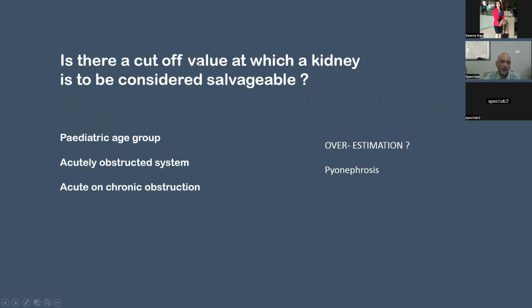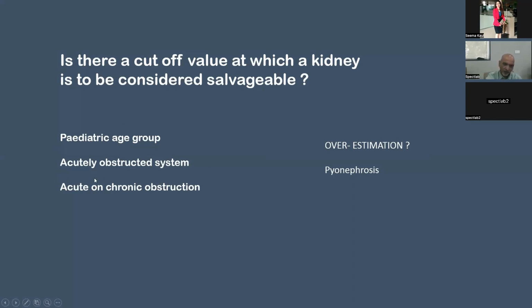Is there a cutoff value at which a kidney is to be considered salvageable? This is an important question repeatedly asked. If the percentage function is less than 10% or 15%, would you still want to conserve the kidney or would you sacrifice it? And the answer lies in, once again, understanding the limitation.